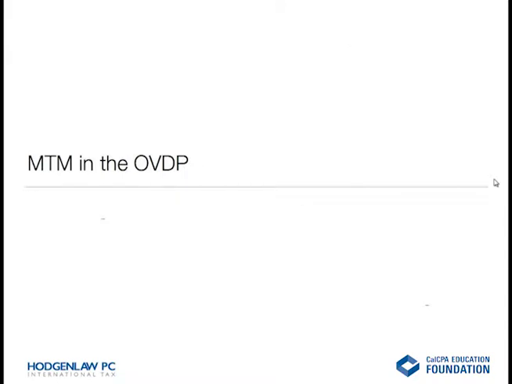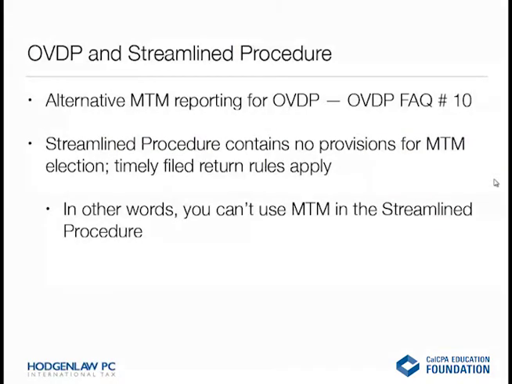Now, lastly, as I mentioned before, this part of the presentation is very quickly becoming obsolete. Just a few more months for people to go into the OVDP, but there are a special set of rules for how mark-to-market works in the OVDP, so I wanted to cover those briefly. You can find the rules for this under FAQ number 10 for the frequently asked questions for the OVDP, and if you just Google IRS OVDP FAQ, you will find that page.